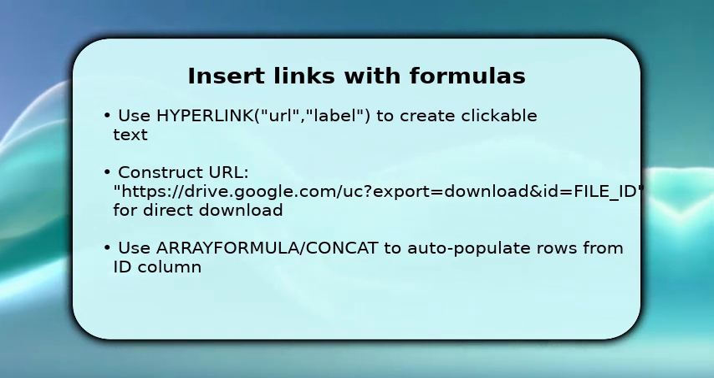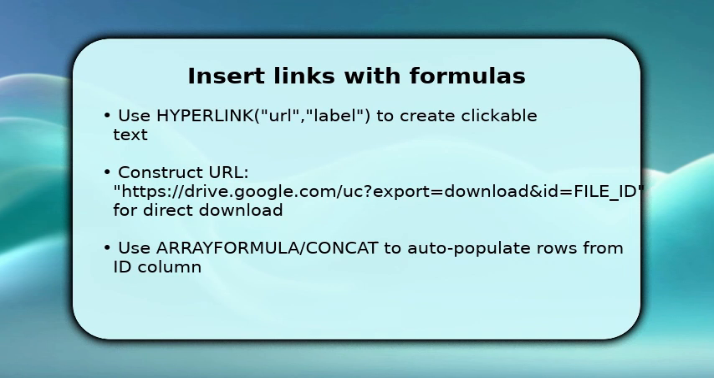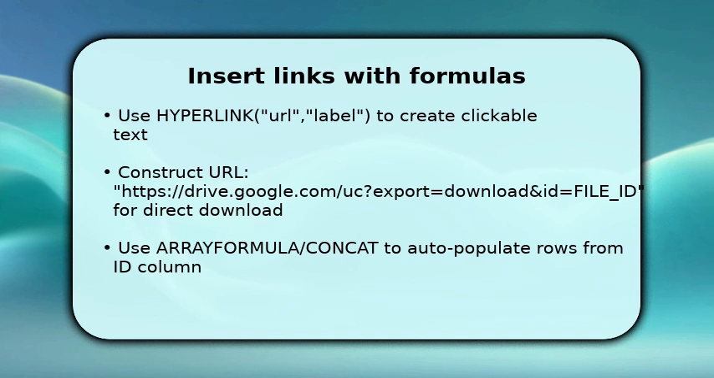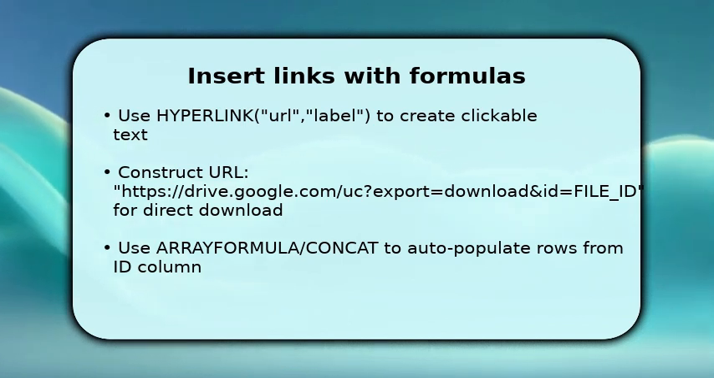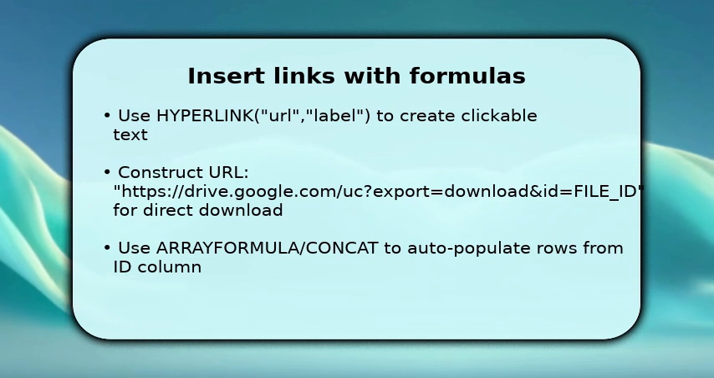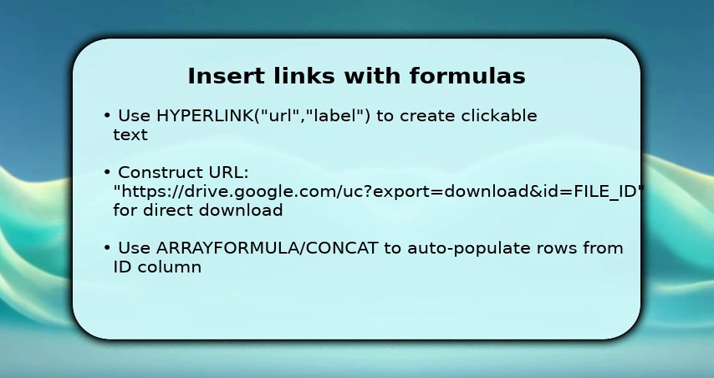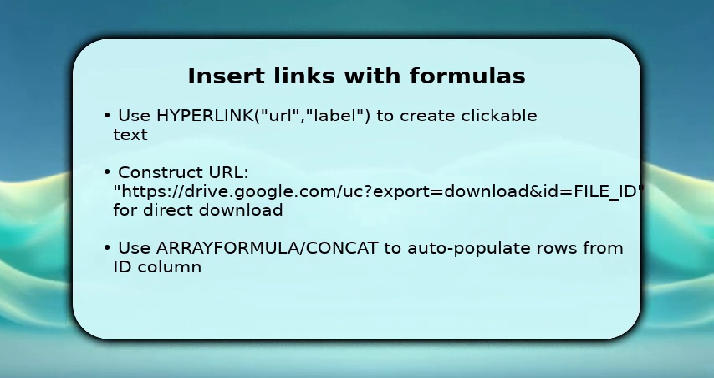If you prefer direct downloads, construct URLs as https://drive.google.com/uc?export=download&id=FILE_ID and plug in the ID from a column. For many rows, combine CONCAT or TEXTJOIN with an array formula to auto-generate links from an ID column. Make sure ranges match and absolute references are correct, so the formula fills without shifting references unexpectedly.